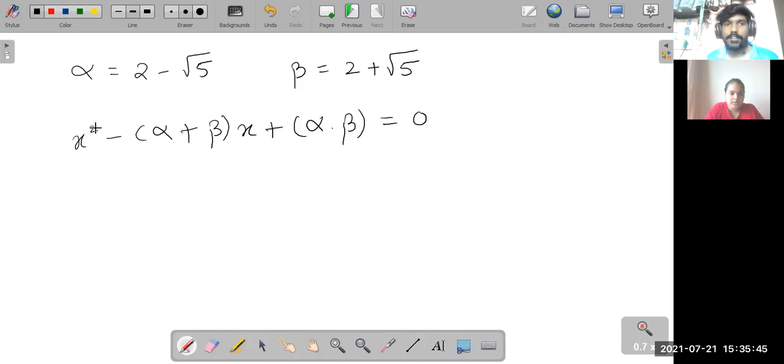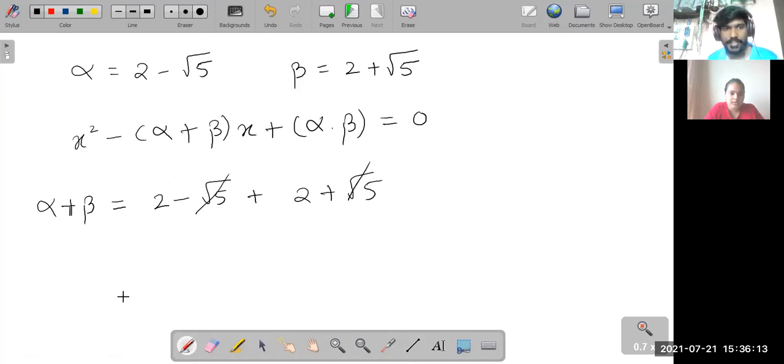Now in this sum, alpha is 2 minus root 5, beta is 2 plus root 5. So first we'll separately find out alpha plus beta and alpha into beta, and then we'll substitute it. I'm finding it separately because the calculation will be a little lengthy. So alpha plus beta means you have to add 2 minus root 5 plus 2 plus root 5. Minus root 5 plus root 5 will get cancelled and you'll be left with 2 plus 2, that is 4. So alpha plus beta is equal to 4.